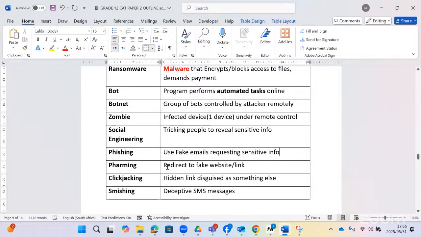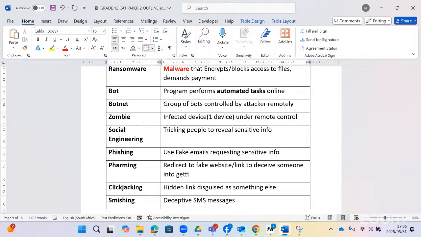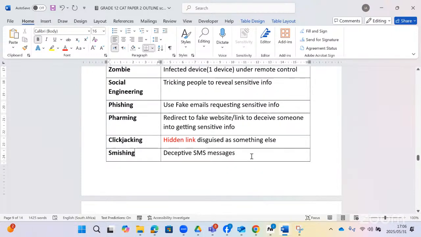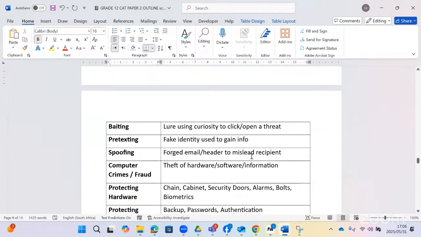Then we have pharming, using a fake website or link to deceive someone into giving sensitive info. And then we have clickjacking, using a concealed or hidden link to deceive someone. And then smishing, using deceptive SMS messaging. Baiting, to lure someone's curiosity to click or open a thread.